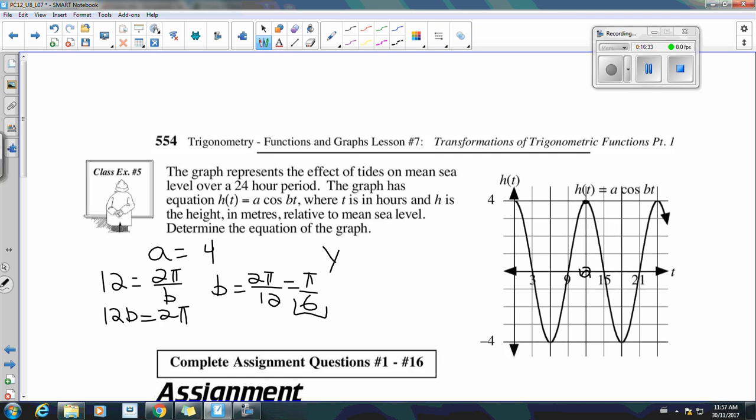So now I can go to the function, and I have this. y equals 4 times the cos of pi over 6 times t. So whenever we're given an application question, make sure your calculator's in radian mode and your brain is in radian mode so that we know that we're using 2 pi, not 360 here.